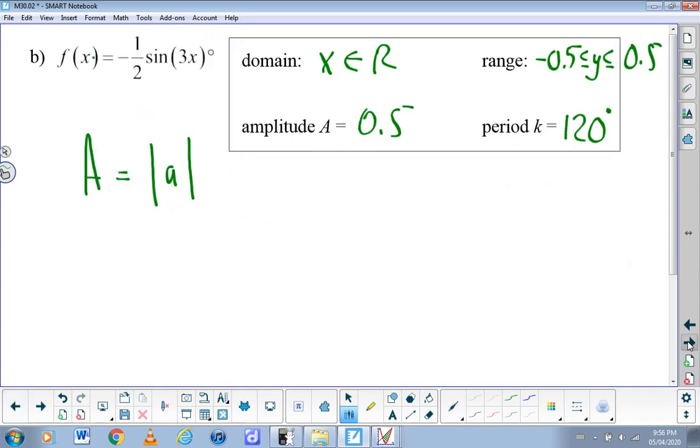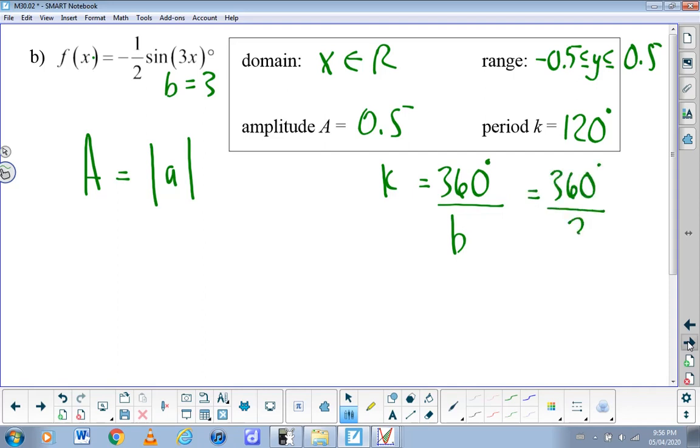Take a look at b. The period is 360 degrees over b. b is 3. Well, that's going to be 360 degrees over 3. And that gives you 120 degrees.